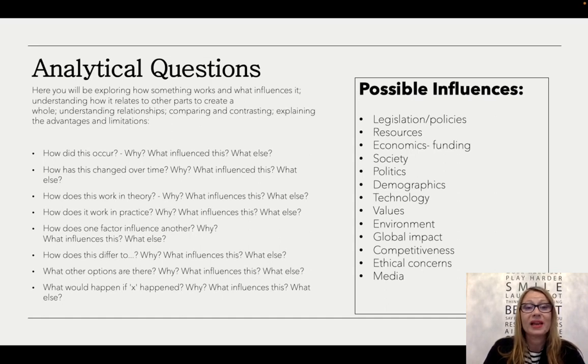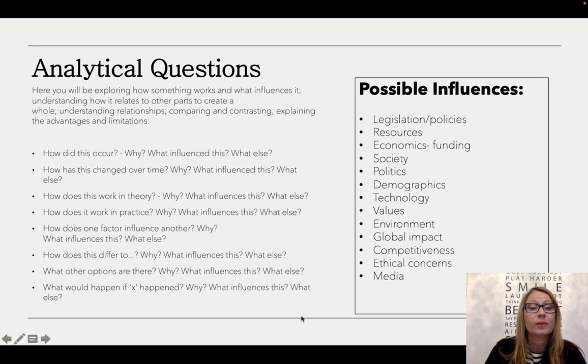So here you'll be exploring how something works, what influences it, and understanding how the different perspectives relate to each other, how you can create a whole, and understand those relationships through comparing, contrasting, looking for those similarities and differences, and explaining the advantages and limitations, for example.